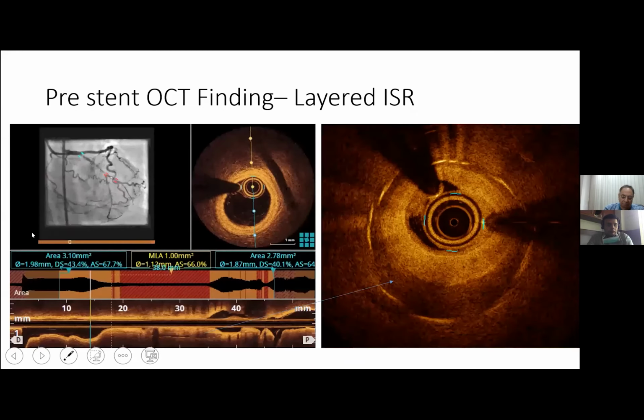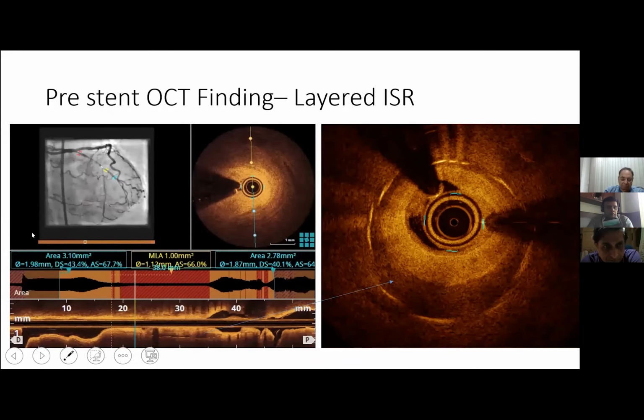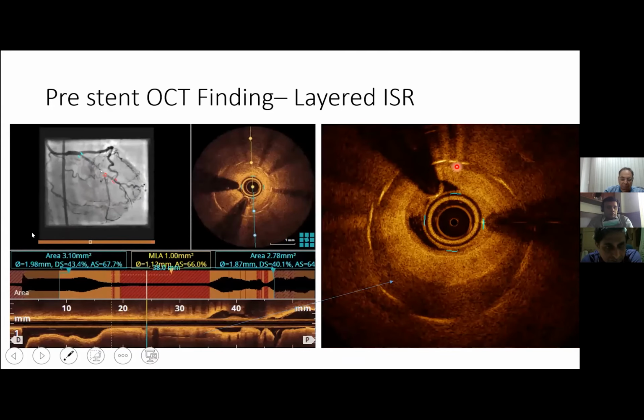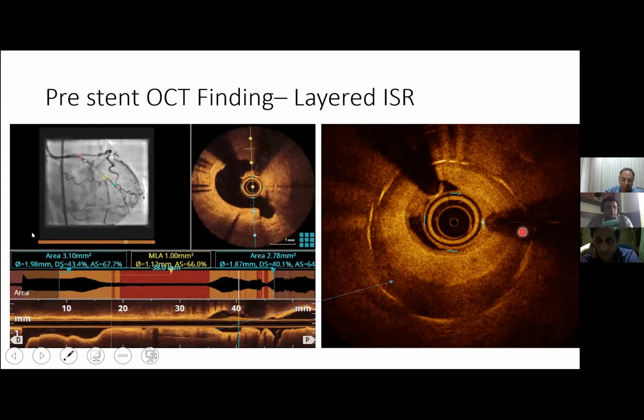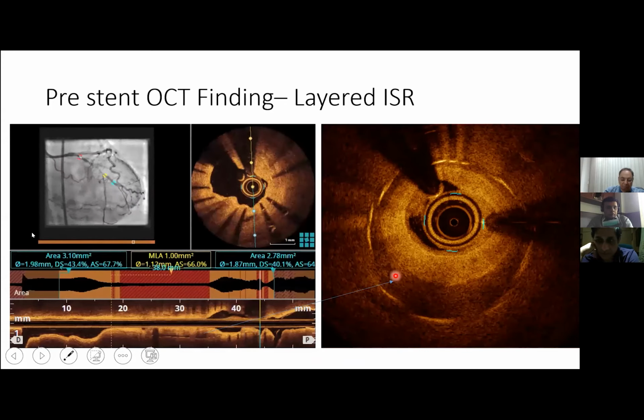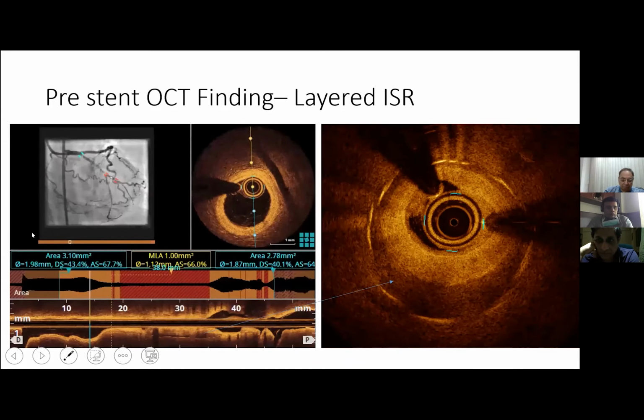You can clearly see in a still picture there is a homogeneous optical character closer to the probe, whereas just after that you can see a uniform optically lucent structure. So this is not homogeneous, this is not heterogeneous. That's why there is some uniformity, and within the uniformity there is a heterogeneity, so they call it a layered ISR. This typically happens in an ISR which is presenting as an acute coronary syndrome.